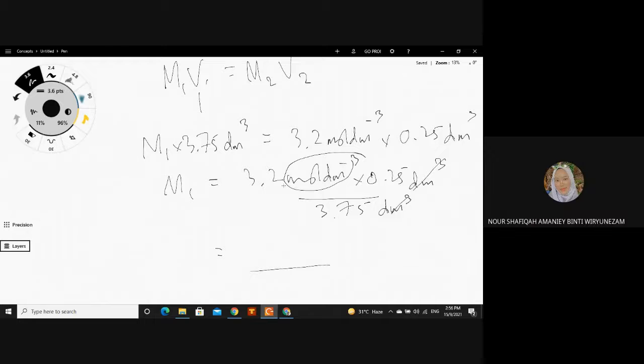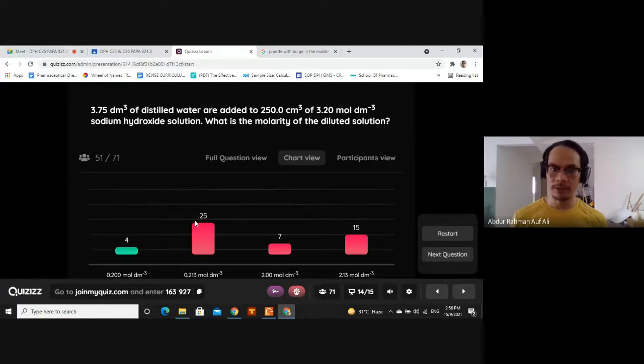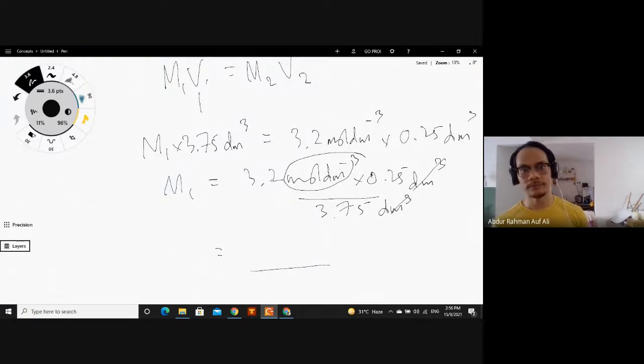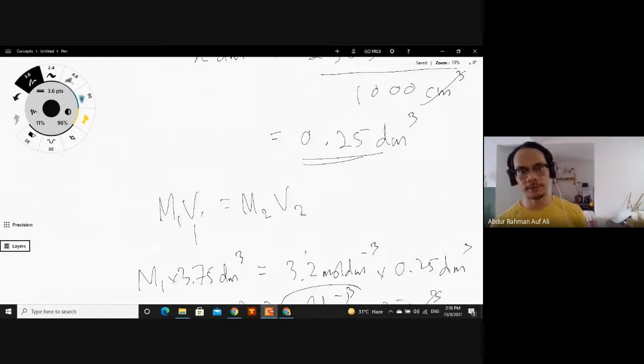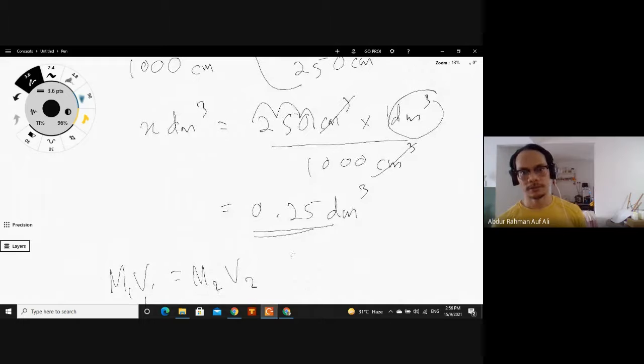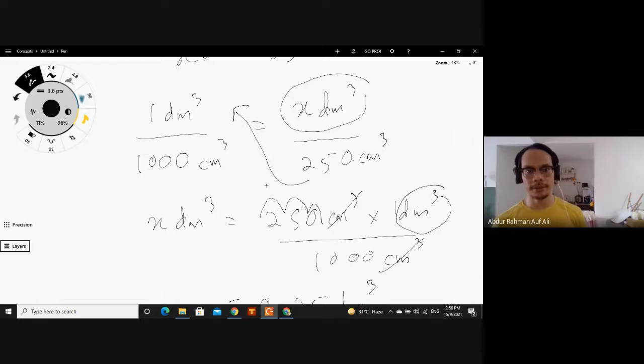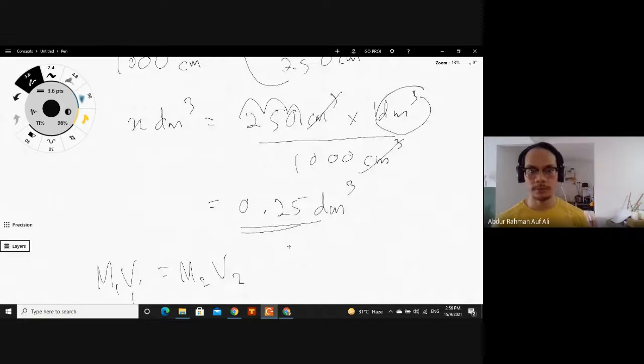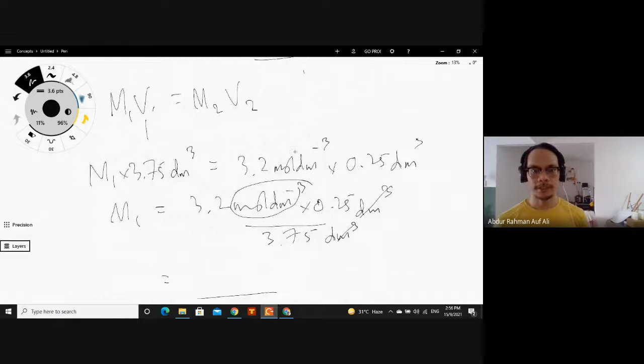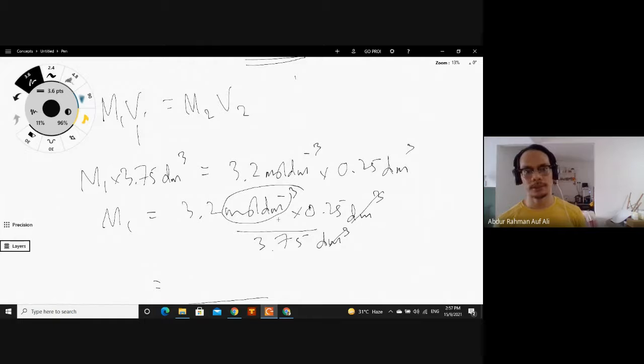3.2. Okay, so obviously this person is wrong. Okay, because this is the working. The conversion is also like this. You want to convert the unit like this. Okay, so the conversion of unit is like this. Centimeter cubic to decimeter cubic, you divide by 1000, you will get 0.25. And then only put it into this equation.